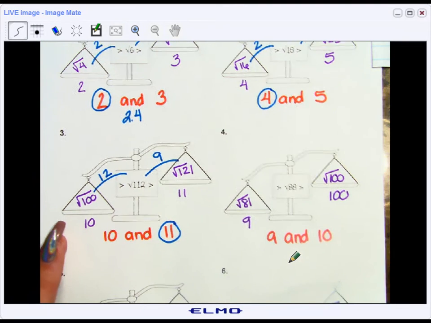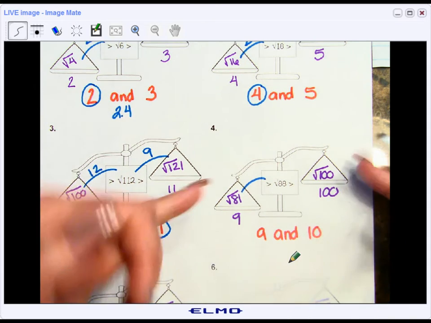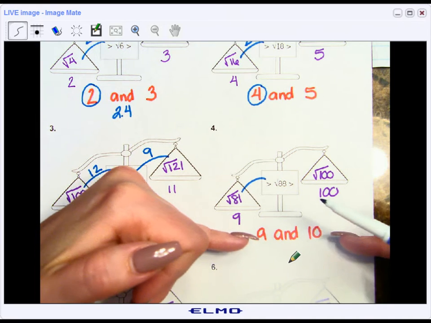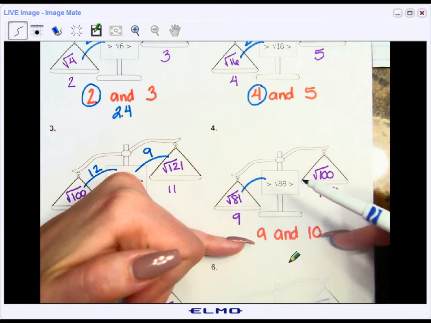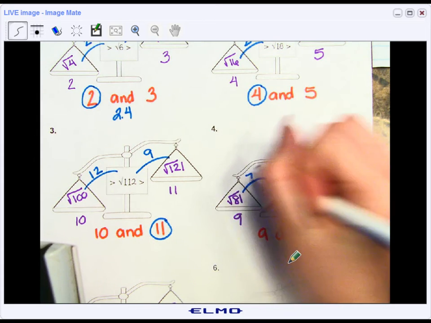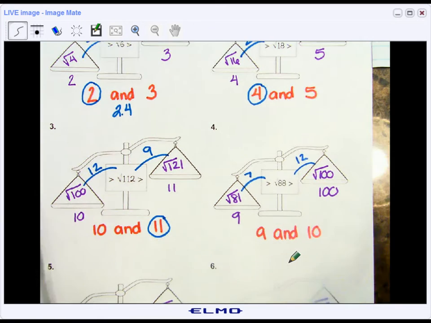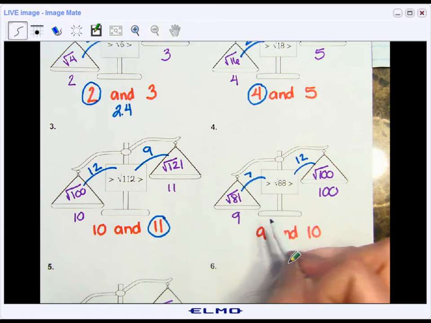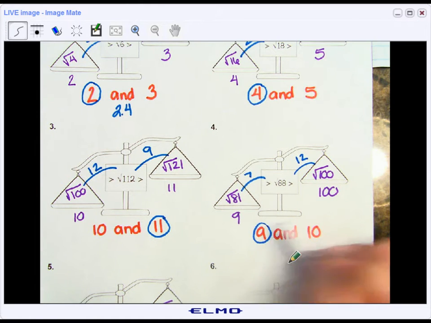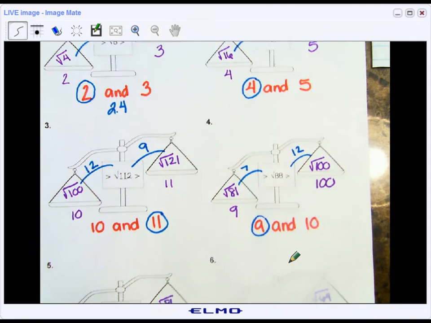Okay, number 4, I need to figure out the distance or the difference between 81 and 88, because again, I took all the steps to find out between which two whole numbers the square root of 88 lands. Now we need to figure out which one it is closer to. If I take 88 minus 81, I get 7. And the difference or distance between 100 and 88 is 12. So the square root of 88 is closer to 9 than it would be to 10, because 7 is the distance versus 12.